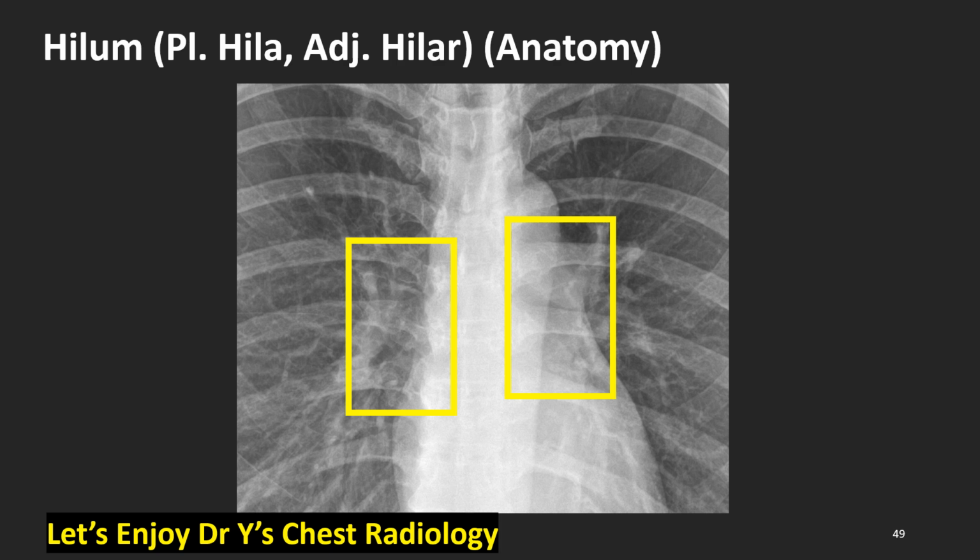Hilum anatomy. These two yellow squares indicate hilum. Both sides of hilum, right and left. Left side is a little higher than the right side.